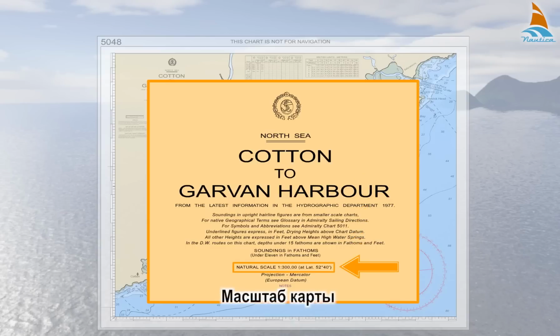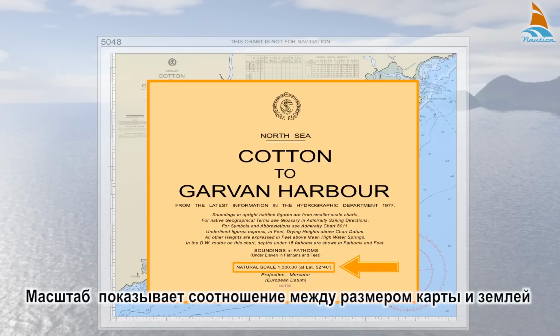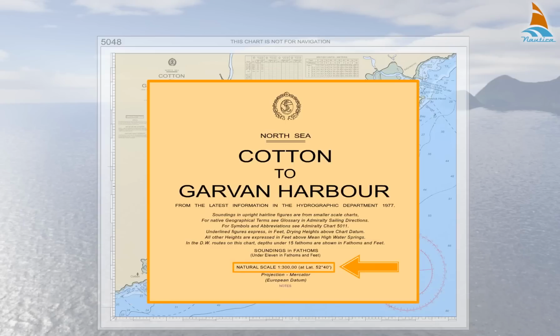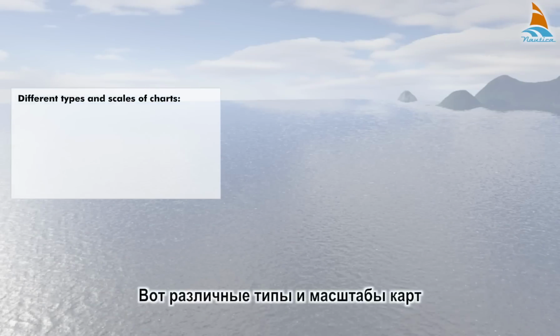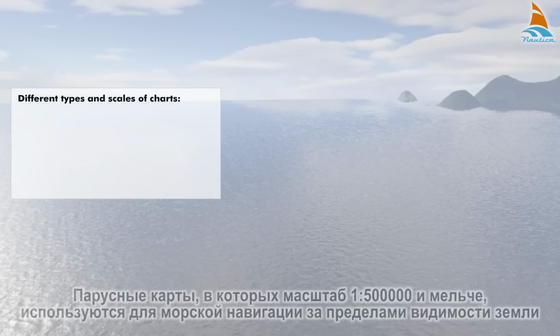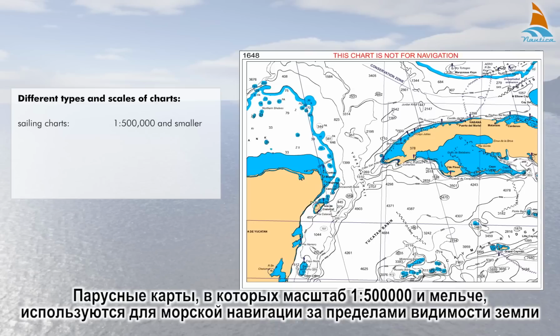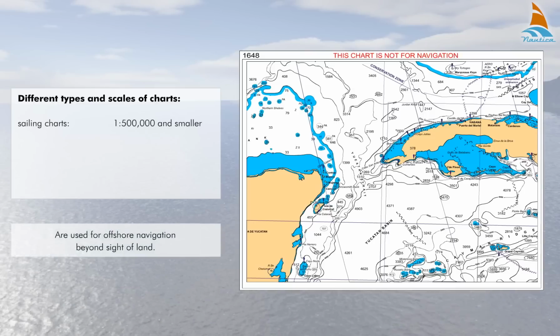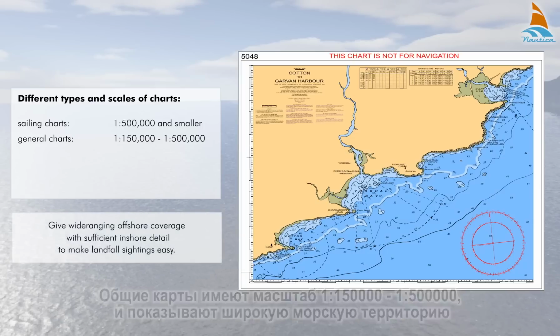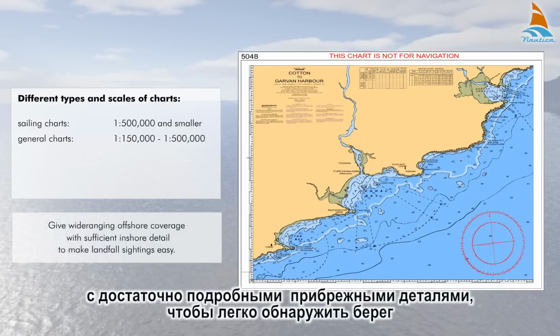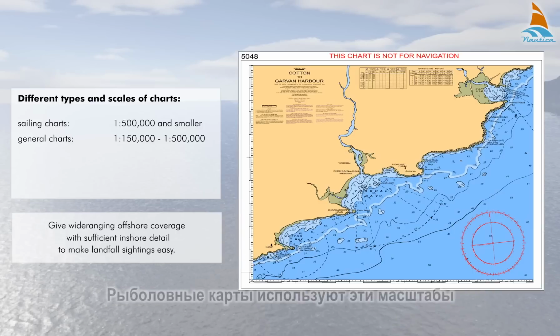The natural scale identification. Natural scale means the relationship between the size of the chart and the Earth, where the scale gives an indication of how detailed the chart is. Here are the different types and scales of charts. Sailing charts, where the scale is 1 to 500,000 and smaller, are used for offshore navigation beyond sight of land. The general charts have a scale of between 1 to 150,000 and 1 to 500,000 and give wide-ranging offshore coverage with sufficient inshore detail to make landfall sightings easy. Fisheries charts use these scales.